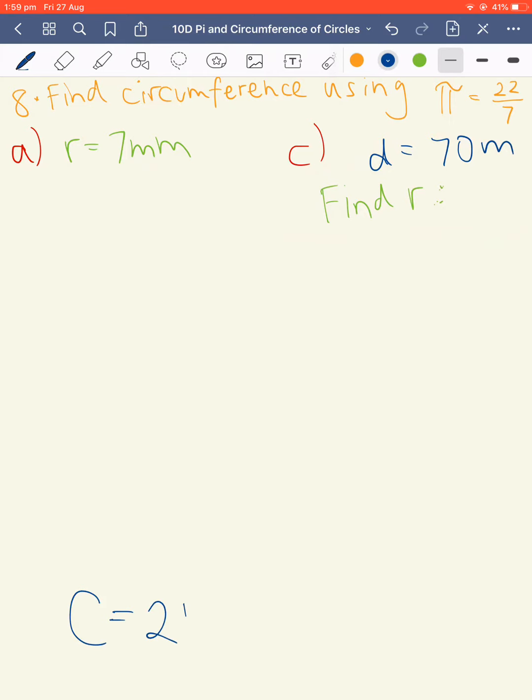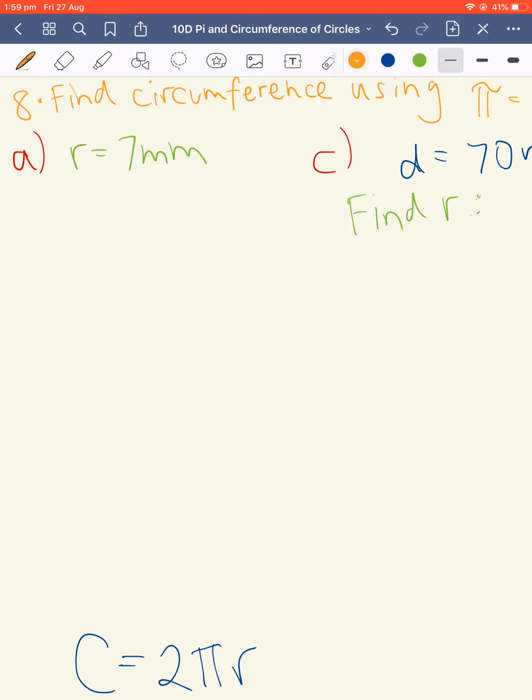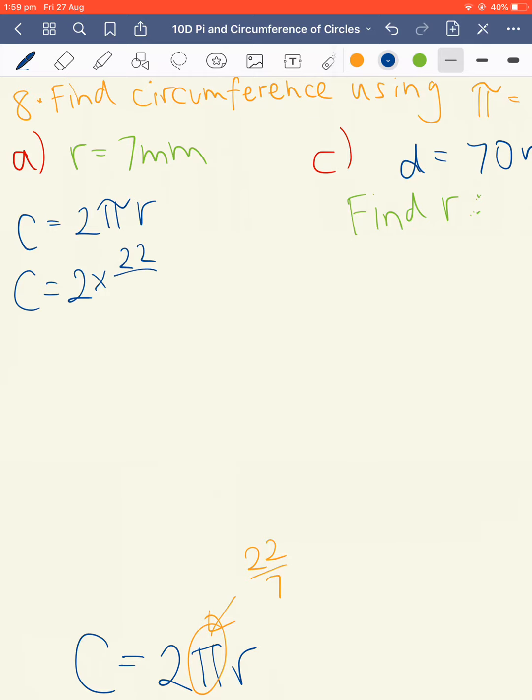Circumference equals 2 pi r. So if I've got my radius and my value for pi here as well, I am substituting in 22 over 7. So my answer for A is going to look like this. Let's write out our formula. I've got 2 pi r, so substitute it in. I've got 2 multiplied by 22 over 7 multiplied by 7, which when I put it into the calculator will give a number of 44, and I include my units, which is millimeters.